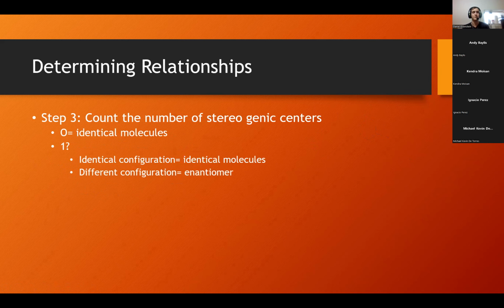After that, you're going to count the stereogenic centers, okay? If it's 0, then they have the same molecular mass, molecular formula, the same connectivity, and no weird 3D conformation. They're going to be the same compounds, guys, okay? If you get 1, all you need to do is identify R and S on both compounds and just compare them. Are they both R? Are they both S? They're identical molecules, okay? If one is S and one is R, however, they will be enantiomers, okay?